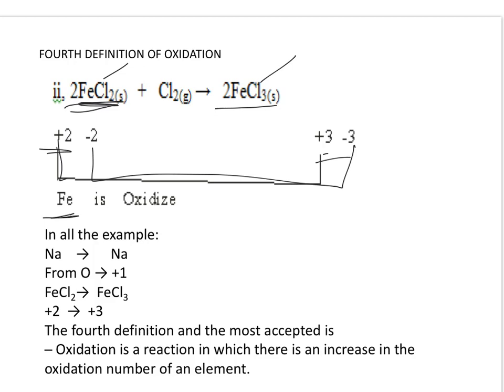The fourth definition is the most accepted definition of oxidation. And you remember that the fourth definition says that oxidation is a reaction in which there is an increase in the oxidation number of an element.